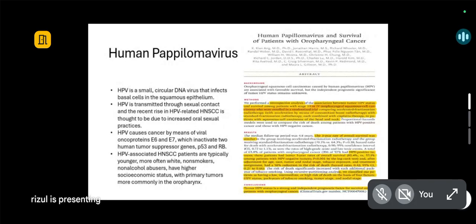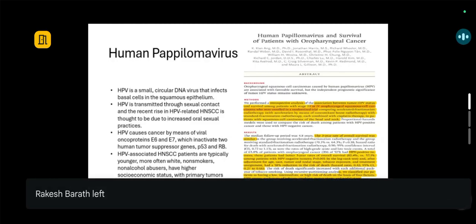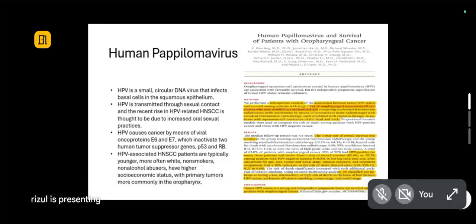Then another factor is the human papilloma virus. Now, HPV is a small circular DNA virus that infects the basal cells in the squamous epithelium. It is mainly transmitted through sexual contact, and recently there is a rise with oral sexual practices. Mainly HPV causes cancers by means of viral oncoproteins E6 and E7 that inactivate tumor suppressor genes P53 and RB, retinoblastoma.